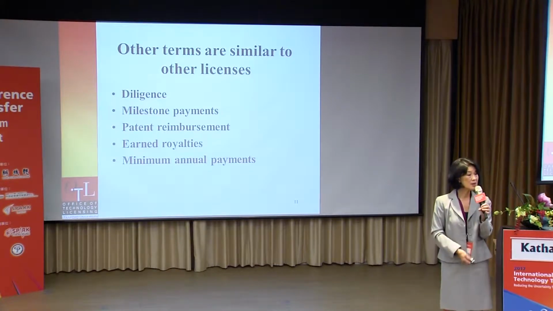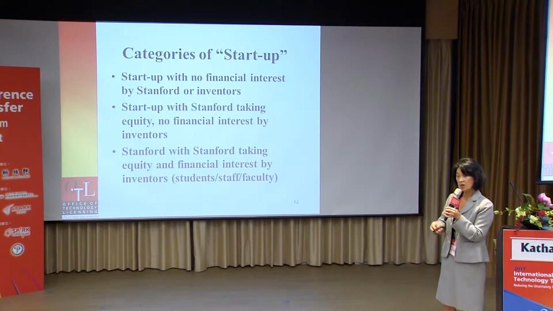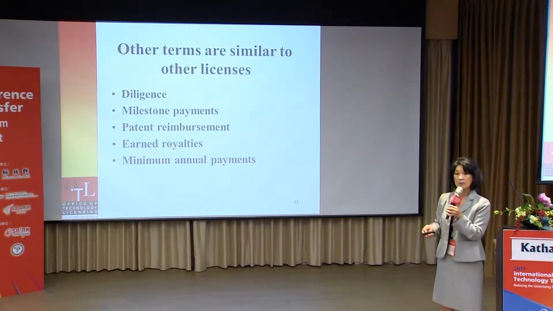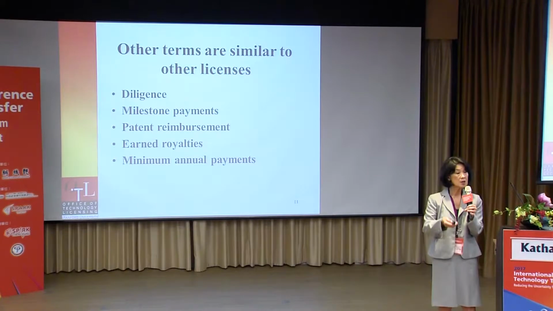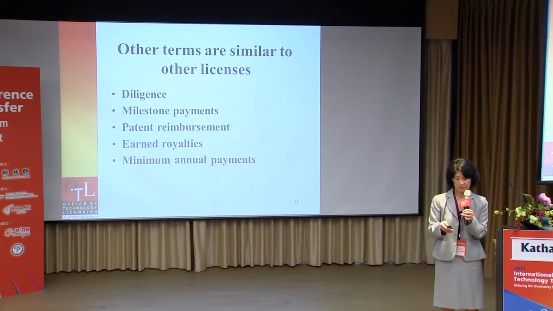But other terms of a license are very, very similar. We really care about diligence for a startup and for an existing company. We want milestone payments. We want patent reimbursement. We want earned royalties. We want minimum annual payments. So we don't treat a startup license particularly different from an existing company's license.